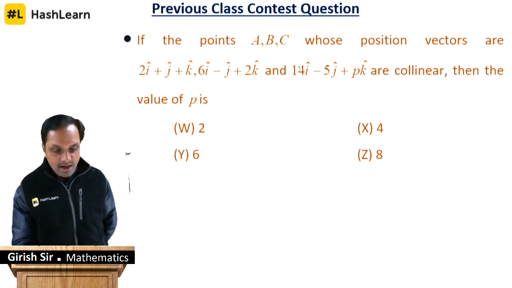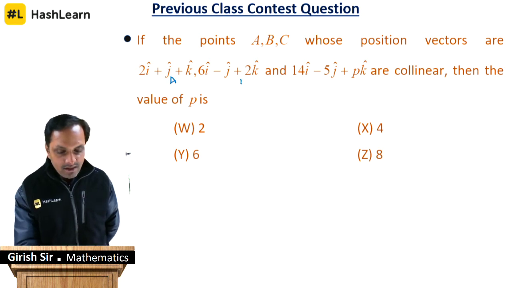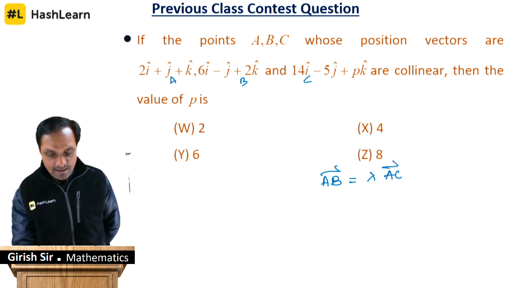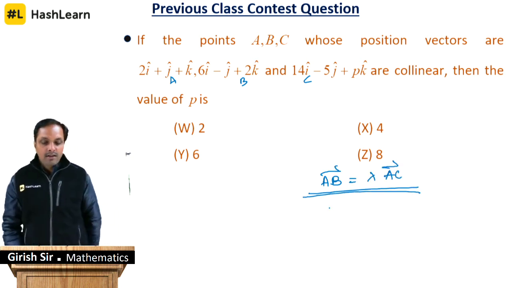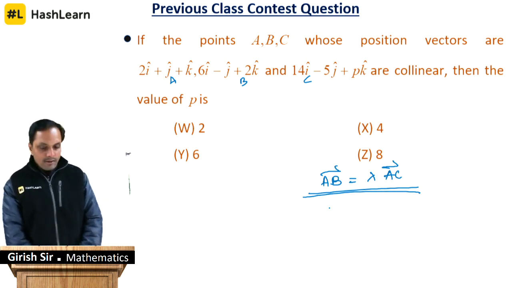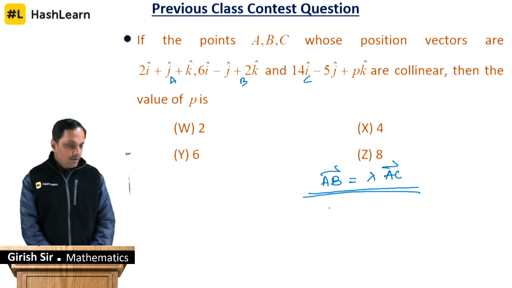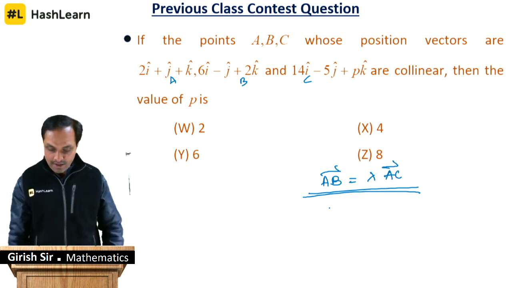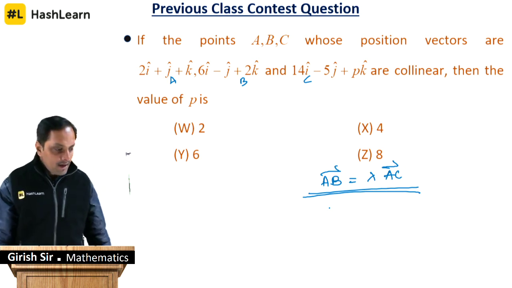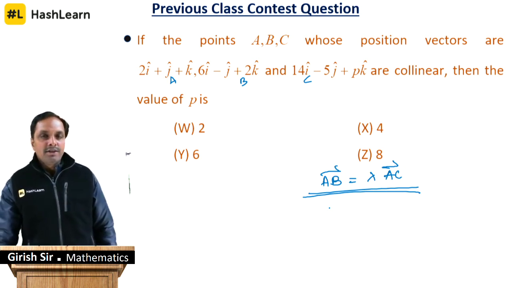So what you had to do here: treat this as A, B, C, and check whether the AB vector is equal to some constant times the AC vector. Based on that, you would have got the answer. So Himanshu Rai has given the answer. He has won an autumn session where he can clarify his doubts. Okay, so chalo, let's go for the next question.